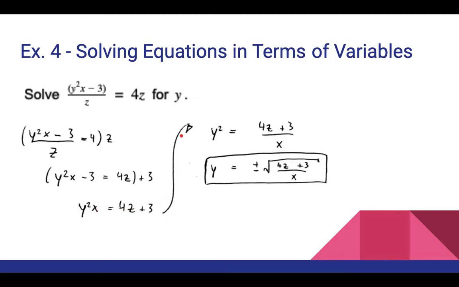Thus, as a result, we're next going to divide both sides by x, and that gives us y squared equals (4z + 3)/x. Lastly, if we take the square root of both sides, that's going to give us y equals plus or minus the square root of (4z + 3)/x.